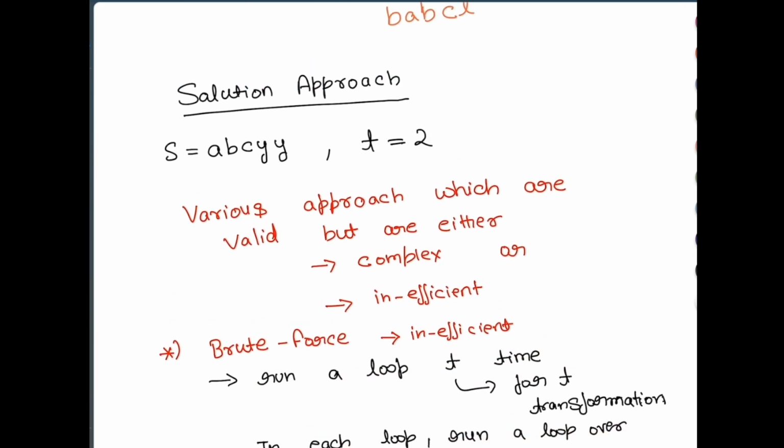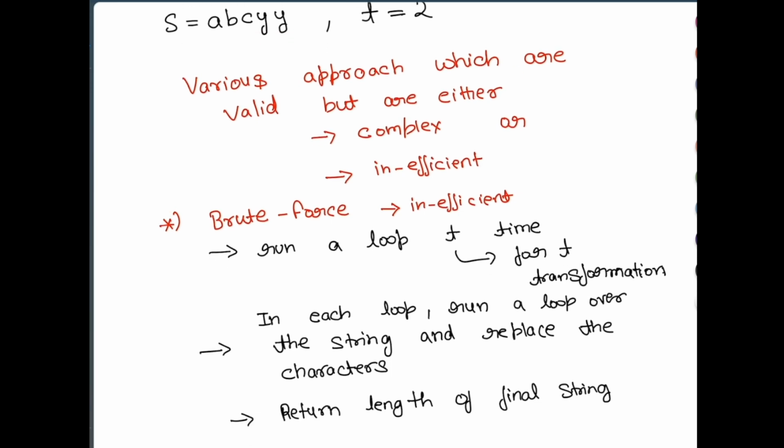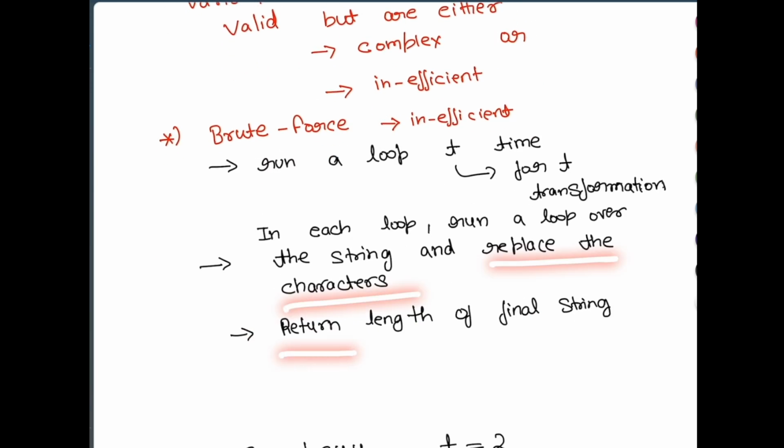So we need to run a loop t times, and in each loop we just need to run a loop over the string. So it's like saying that you need to do the transformation 2 times. So you will run a loop 2 times, and in each loop you will do the transformation in the string s. What you are going to do is replace the characters in the string, and then you need to return the length of the final string.